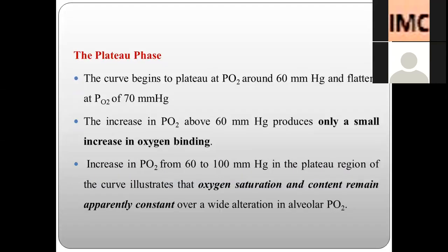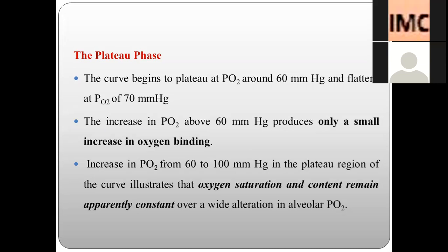Now coming to the plateau phase, the curve begins to plateau at around partial pressures of 60 and beyond that. So it becomes flattened. The increase in PO2 above 60 produces only a small increase in oxygen binding. Why? Because already 90% of the hemoglobin is saturated. So only 10% has to be saturated.